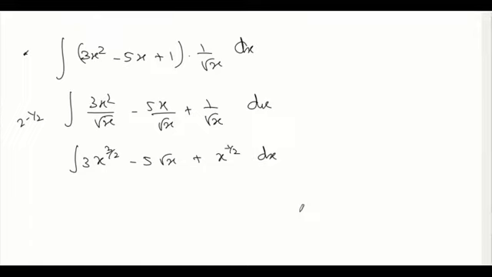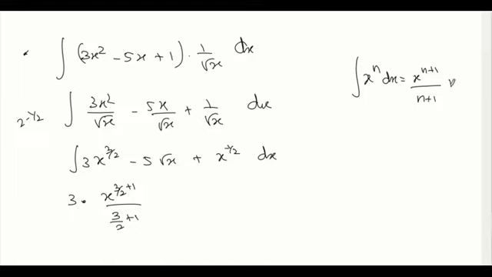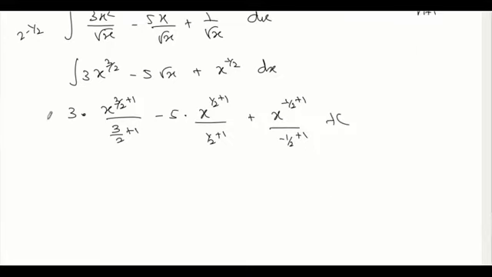Now we need to do the integration. So we know that it is 3x power 3 by 2 plus 1 by 3 by 2 plus 1, because the formula integral x power n dx is nothing but x power n plus 1 by n plus 1 plus c. Now minus 5, actually here x power 1 by 2, so x power 1 by 2 plus 1 by 1 by 2 plus 1. Plus x power minus 1 by 2, so it is minus 1 by 2 plus 1 by minus 1 by 2 plus 1 plus c. We just put a common constant over here. Now we need to do the simplification of this.